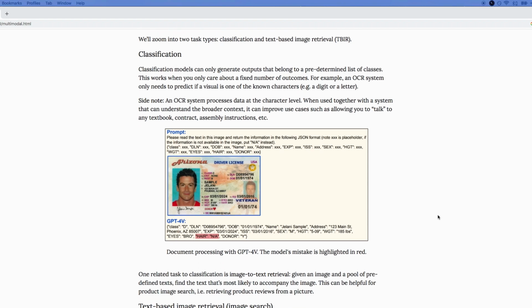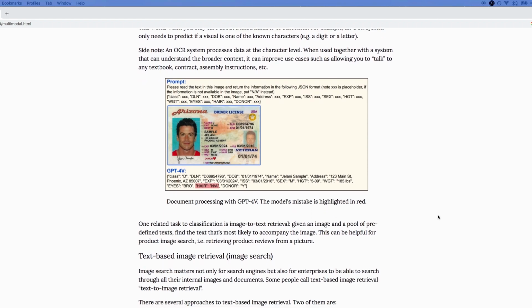Side note, an OCR system processes data at a character level. When used together with a system that can understand the broader context, it can improve use cases such as allowing you to talk to any textbook, contract, assembly instructions, etc. Document processing with GPT-4V. The model's mistake is highlighted in red. So here it basically mistakes the hair. It's not able to understand hair because it's not even in the list, I think.